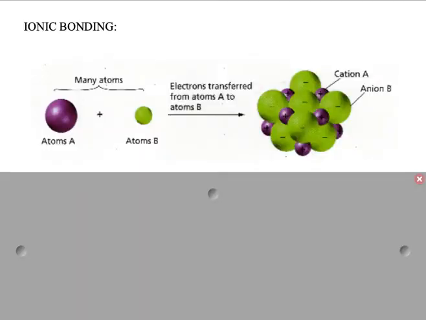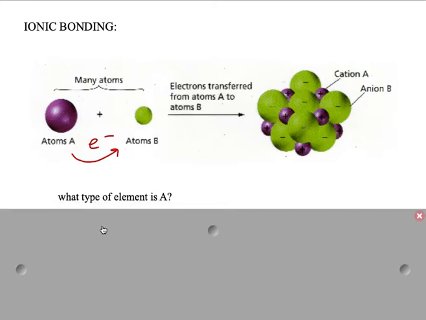In ionic bonding, many atoms of element A combine with many atoms of element B, and in the process, the A atoms transfer one or more electrons to the B atoms. In doing so, the A atoms acquire a positive charge, and the B atoms acquire a negative charge. Notice that this occurs not simply between one atom of A and one atom of B, but between large numbers of these atoms. So we can ask the question, what type of element is A?